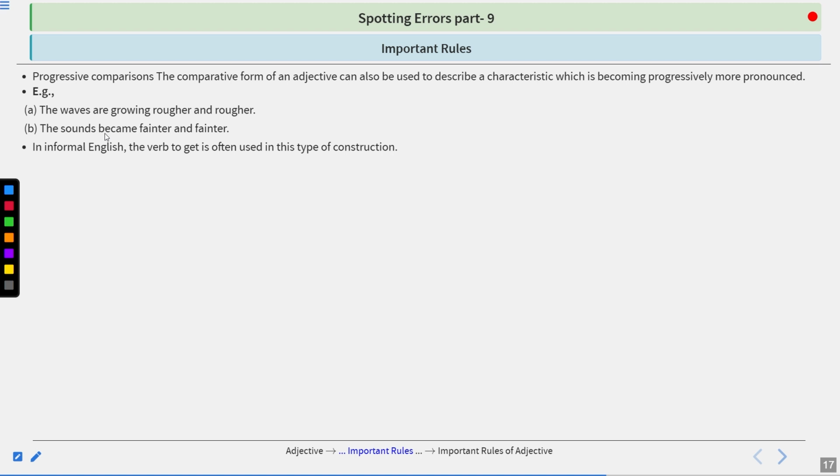In formal English, the verb to get is often used in this type of construction. So in formal English, people use get in this type of construction to express that something is increasing, changing or progressing. The noise is getting louder and louder.